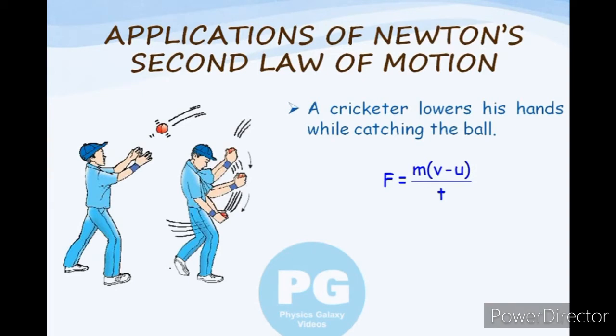To prevent this, a cricketer lowers his hands while catching the ball. This increases the time taken to stop the ball. And from this expression we can see, if time increases, the force required to stop the ball decreases. Thus, the hands of the player do not get hurt.